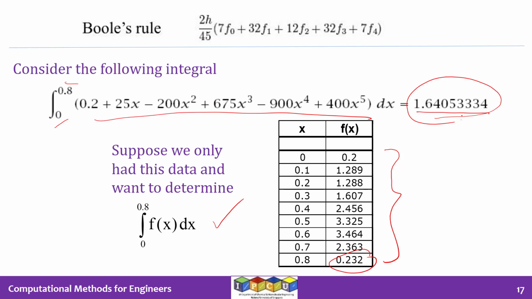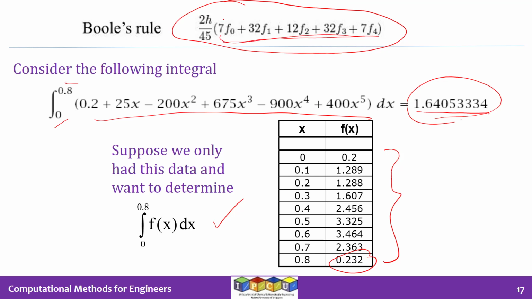Now, before going further, I just want to introduce Boole's rule, which is even more accurate than Simpson's 1/3 or 3/8 rule. Boole's rule is like this. It is based on 5 data points, f0, f1, f2, f3, f4, or otherwise x0, x1, x2, x3, x4. So it is a 5-point method. And this is the equation for the integral: 2h by 45 times whatever you see in the brackets.